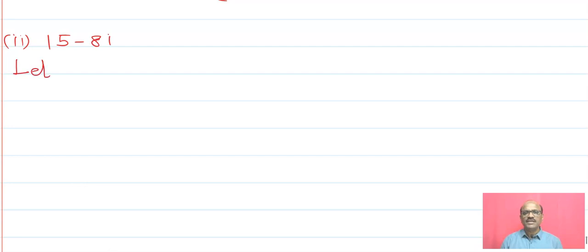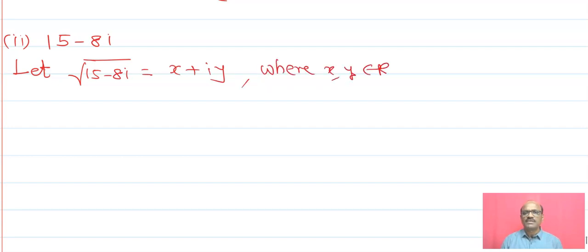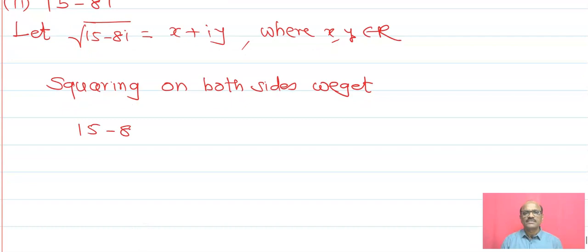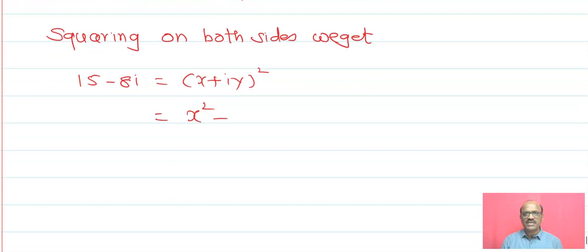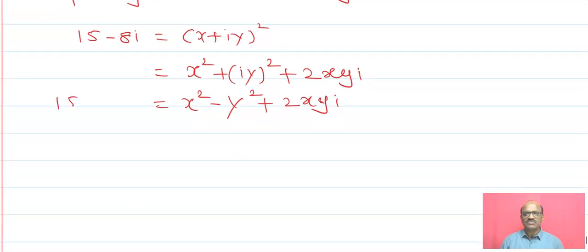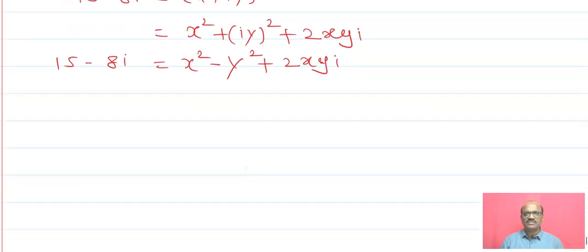15 minus 8i. Let root of 15 minus 8i is equal to x plus iy, where x and y belong to the set of real numbers. Squaring on both sides, we get 15 minus 8i is equal to (x plus iy) whole square. Now (x plus iy) whole square is x square plus (iy) square plus 2xyi, that is x square minus y square plus 2xyi.